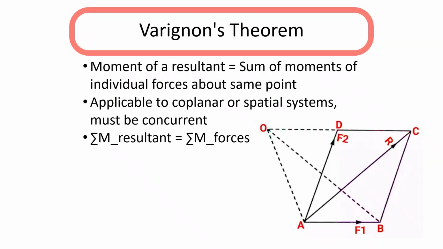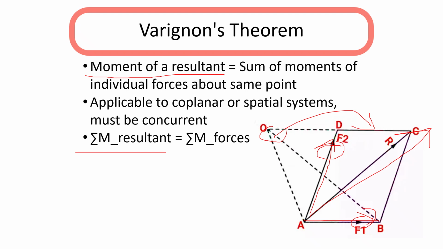Now Varignon's theorem. What is Varignon's theorem? Varignon's principle or Varignon's theorem states that the moment of the resultant is equal to the moment due to individual forces. Suppose that this is an individual force and this is an individual force. If we calculate the resultant of these, and suppose that we are calculating moment about any point, then the moment due to the resultant force will be equal to the sum of the moments due to this and due to this. So moment due to resultant is equal to the sum of moments due to all the forces.